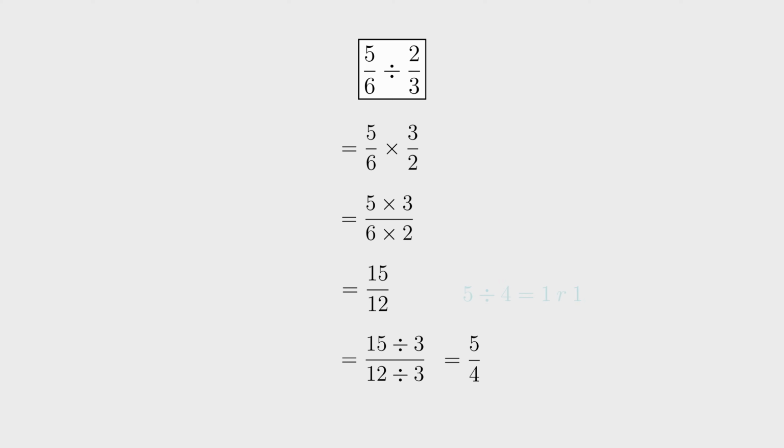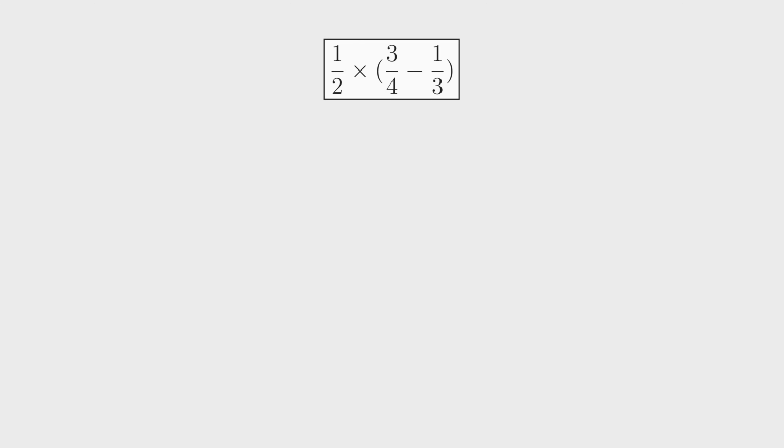4 goes into 5 once, so 1 will be next to the fraction. And there is still 1 remaining, so put the 1 above the 4 in the fraction. Now you have your answer in simplest form: 1 1/4. Question 4. A half times, in brackets, 3 over 4 minus 1 over 3.